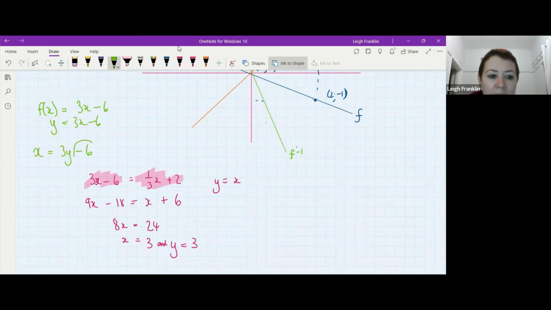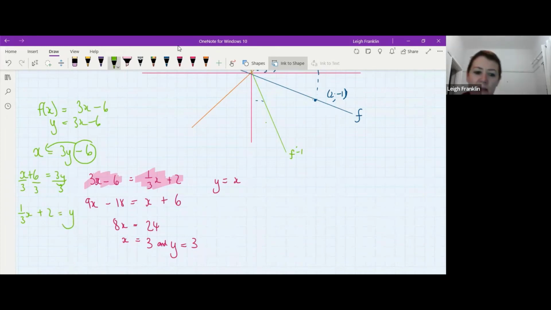So now if I take this minus 6 over the equal sign so that it's there with the x, it's going to change its sign, isn't it? So it's going to be x plus 6 equals 3y. So now if I divide by 3, divide by 3, divide by 3, that's where I end up with this 1 over 3x plus 2 for y. Okay, Sibungile?